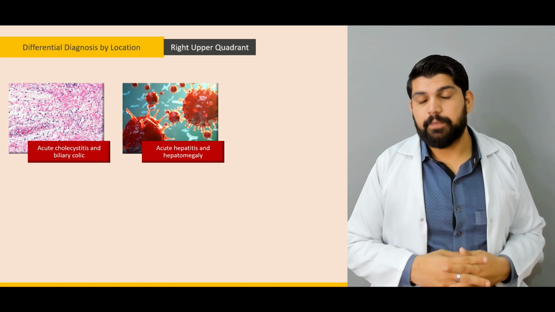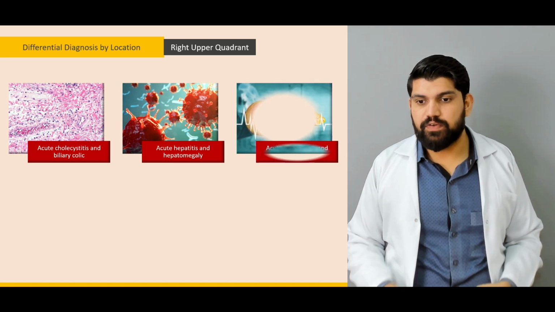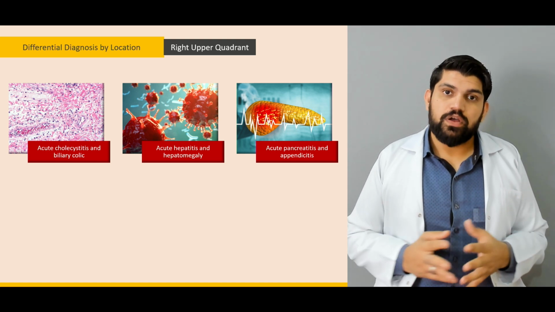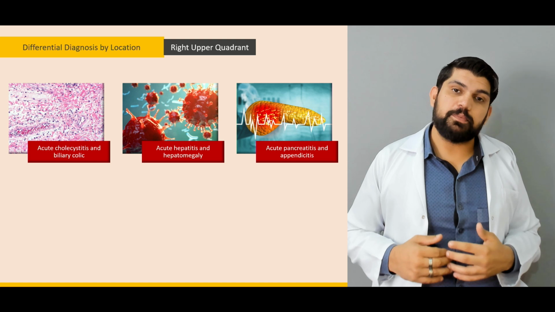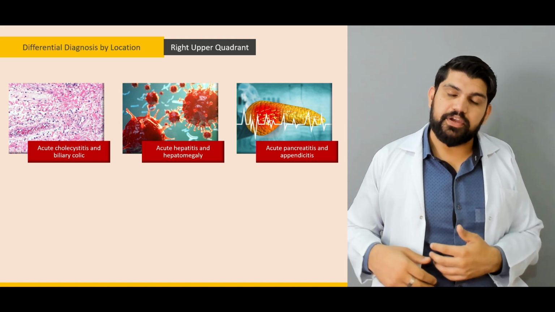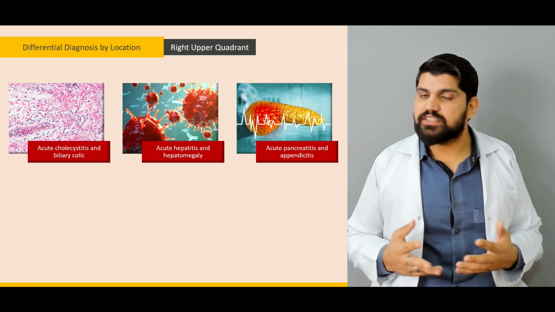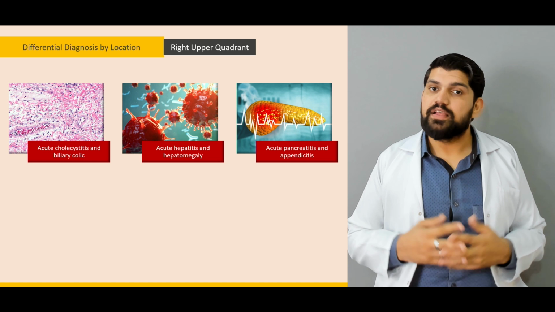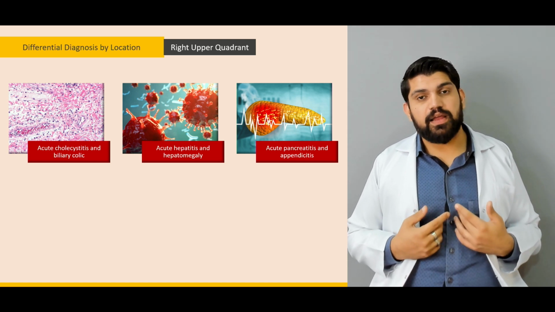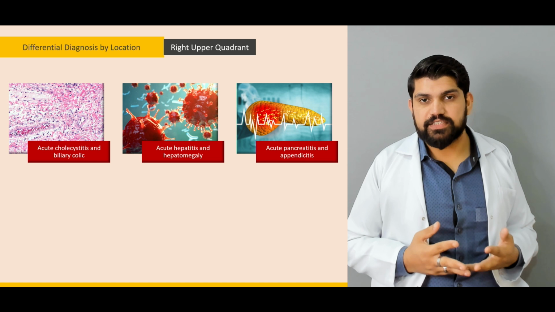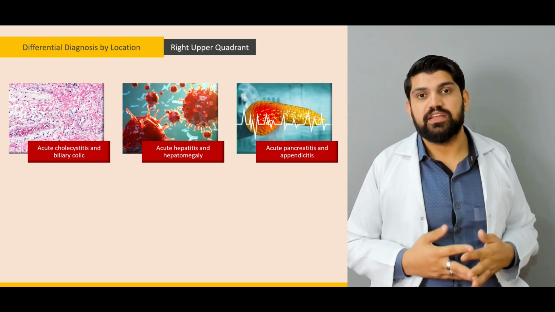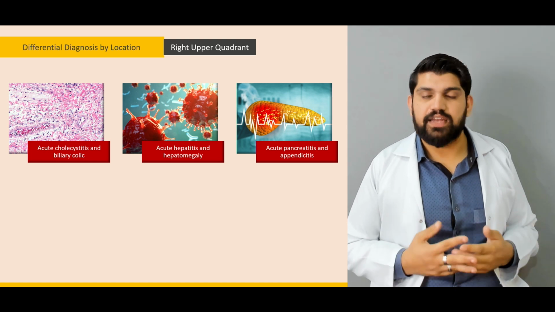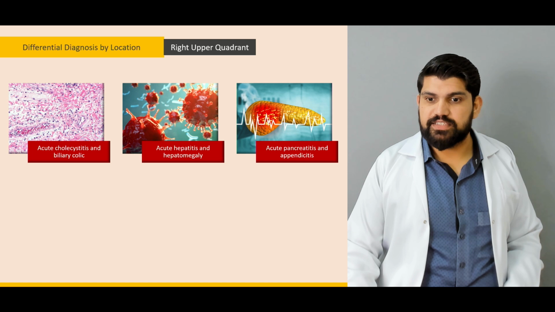Acute hepatitis, hepatomegaly, right upper quadrant involvement, acute pancreatitis and appendicitis. Though appendicitis may commonly present with paraumbilical pain or radiate to the right iliac fossa, sometimes it can be elicited with palpation of the right hypochondrium. Likewise, with pancreatitis, the pain is usually in the mid-epigastrium, in the middle of the abdomen, but sometimes with right hypochondrium palpation, this can be elicited as pain.